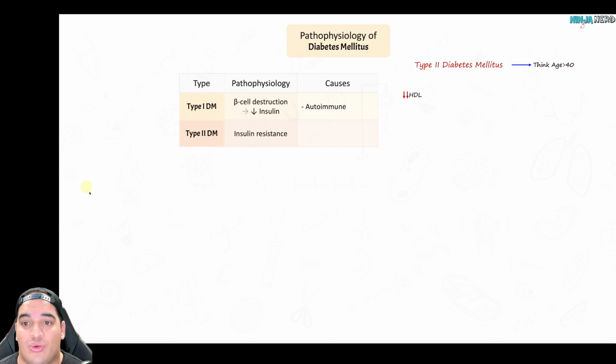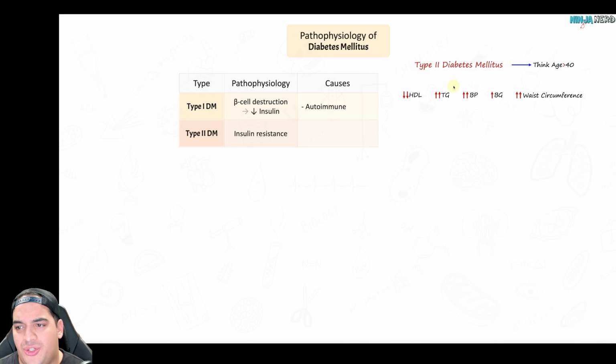For example, my HDL may drop down. I may increase my triglycerides to greater than 150. My BP might start trending up to greater than 130 over 85. My blood glucose may start going up to greater than 100. My waist circumference may start exceeding 40 if I'm a male, 35 if I'm a female. And if I have at least 3 out of 5 of these, I have what's called metabolic syndrome.